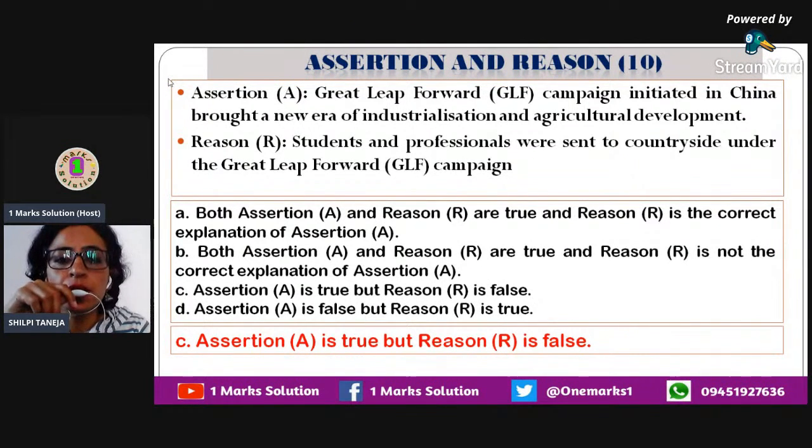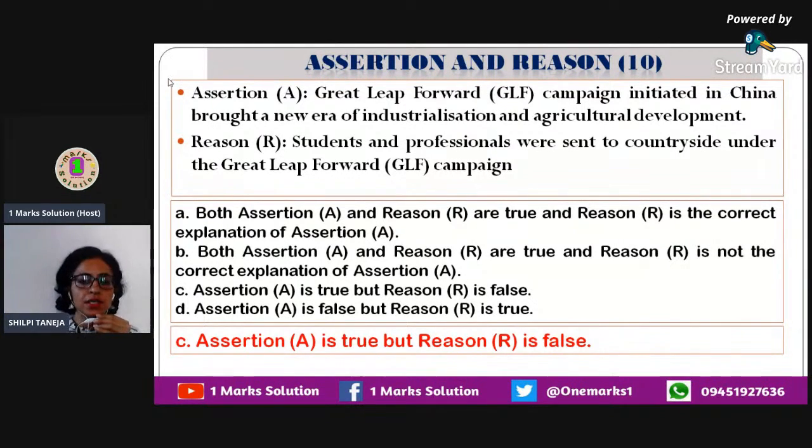So assertion is true, where they had brought a new era through this policy adoption of Great Leap Forward, where they had allowed people to have the industries in their backyards. Reason says students and professionals were sent to countryside under Great Leap Forward campaign. No, this was Great Proletarian. So reason is false. Assertion is true, reason is false. So we will go for option C in this.